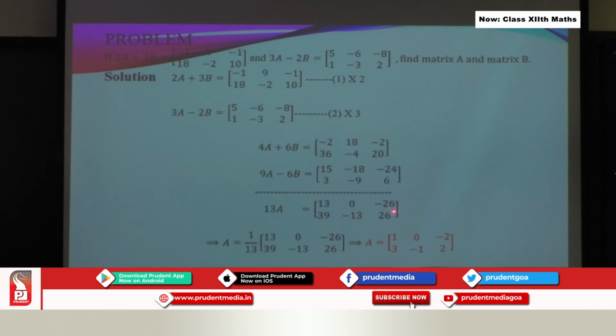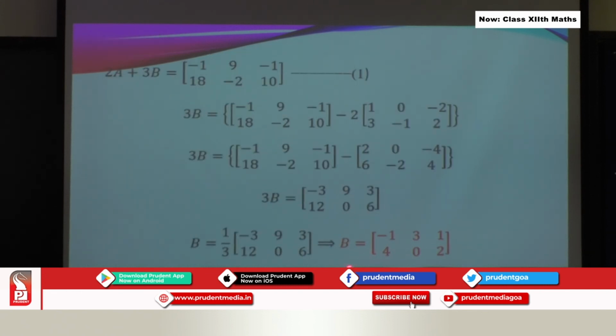What to do further? Remember, I need to get matrix A. So A equals, this 13 will come down. So 1 by 13 into the matrix what I get, and this 1 by 13 will get multiplied to each entry present inside this matrix, and I will get matrix A. Right, now I got matrix A. Let's proceed further to get matrix B.